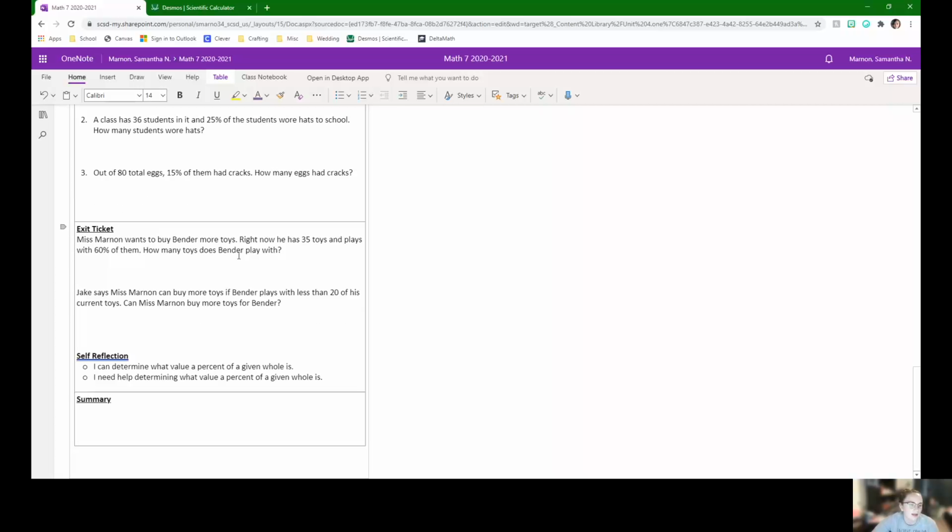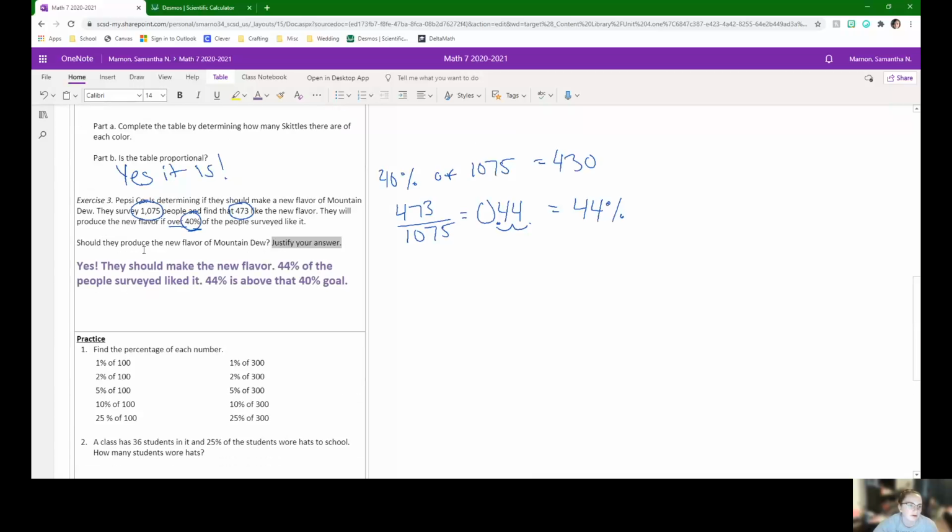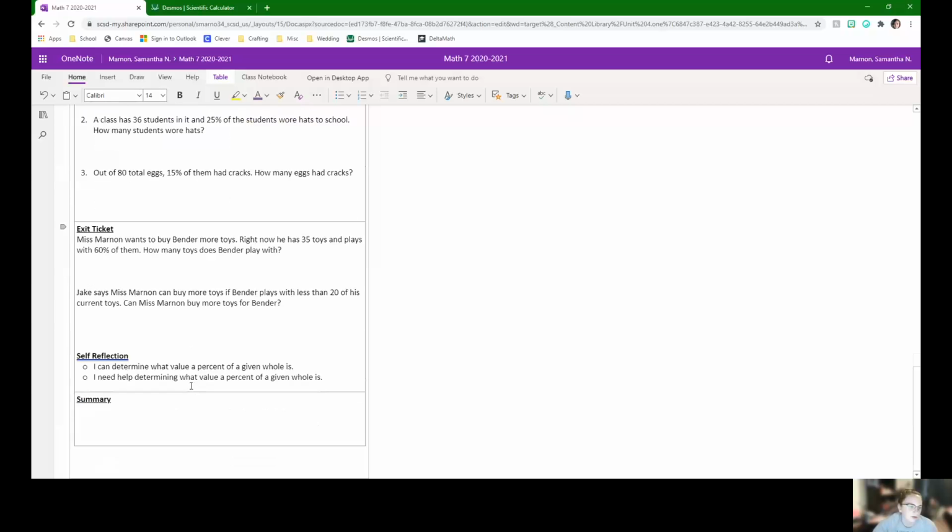And then you have an exit ticket that's going to be very similar to this exercise 3. We got to see if I can buy Bender new toys, if he's playing with enough of them or not.